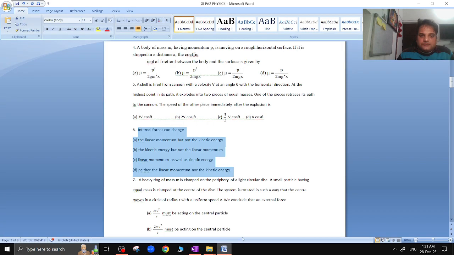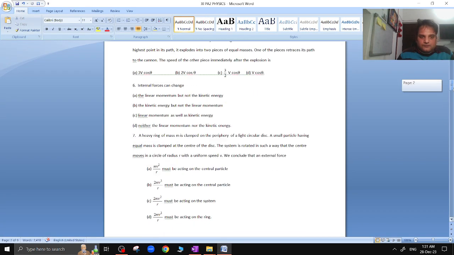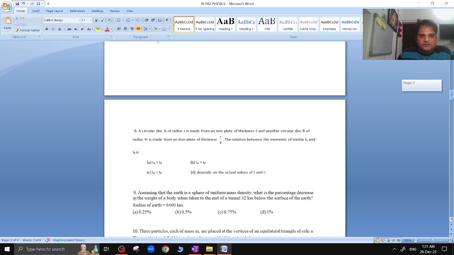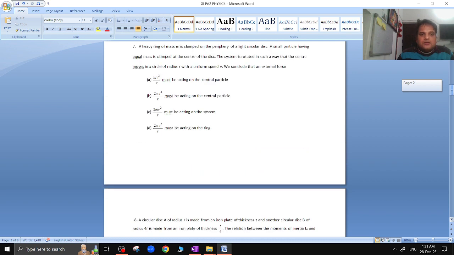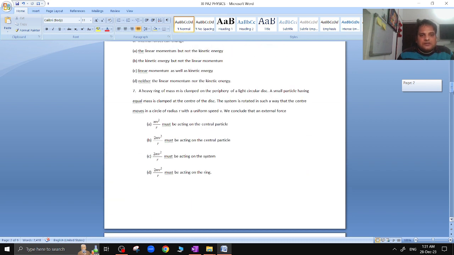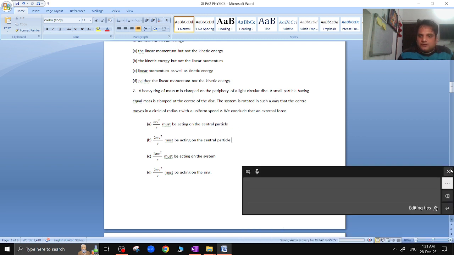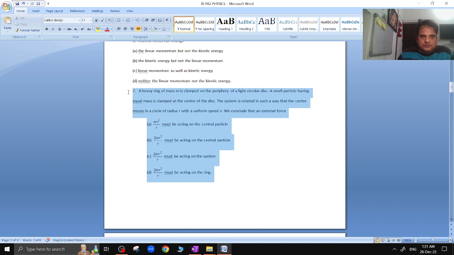Now the next one is the seventh one. A ring of mass m is clamped on a periphery. Great. So we can copy from here.